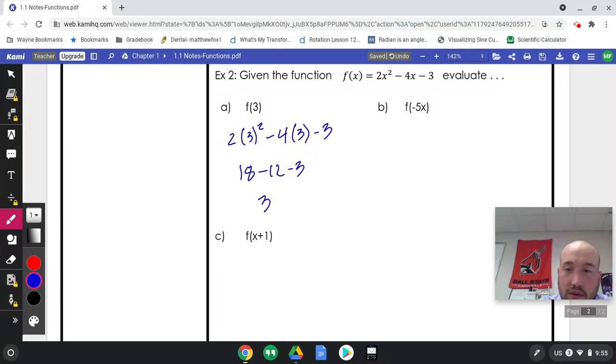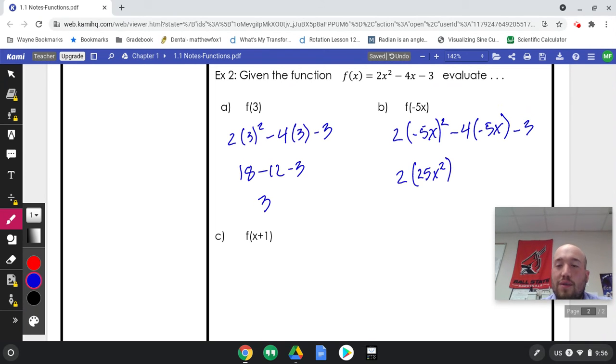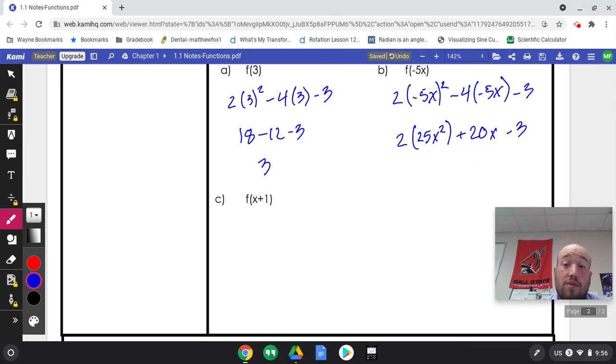On the next one, the 2 still is out front. Negative 5x squared minus 4 times the negative 5x minus 3. Okay, so negative 5x squared, negative times a negative becomes positive. 5 times 5 is 25. X times x is x squared. So 2 times, we have that 25x squared. Negative 4 times negative 5 becomes plus 20x minus 3. Now we'll distribute the 2 in. 50x squared plus 20x minus 3, and we are done.